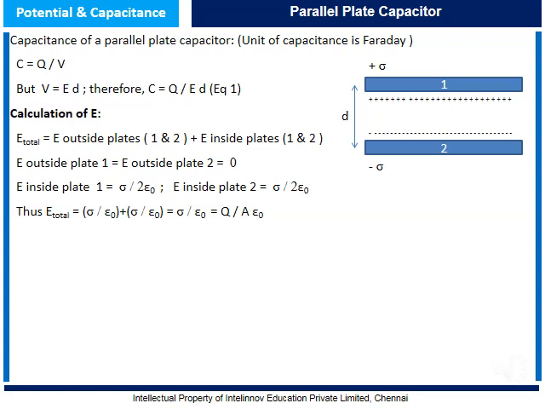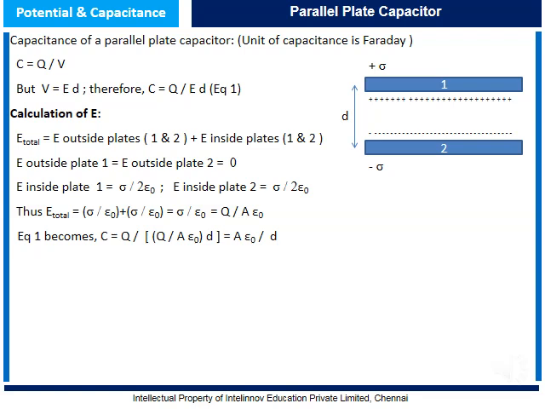Substituting this E total equal to Q by A epsilon naught in equation 1, the capacitance can be given as C equal to Q by (Q by A epsilon naught) into D. Thus, capacitance can also be written as A epsilon naught divided by D, where D is the distance between the plates.